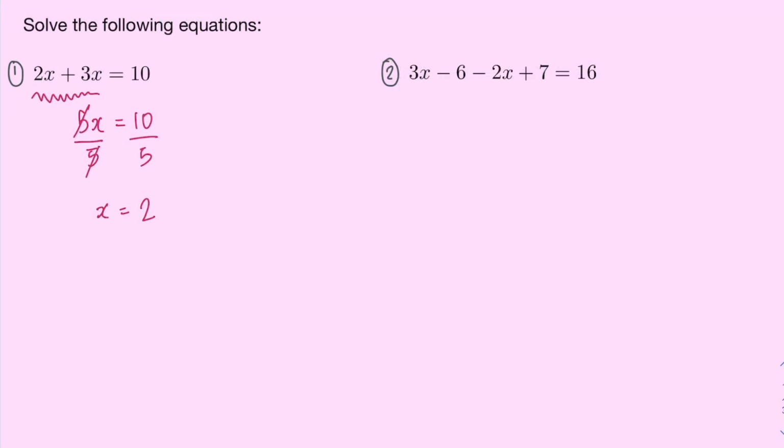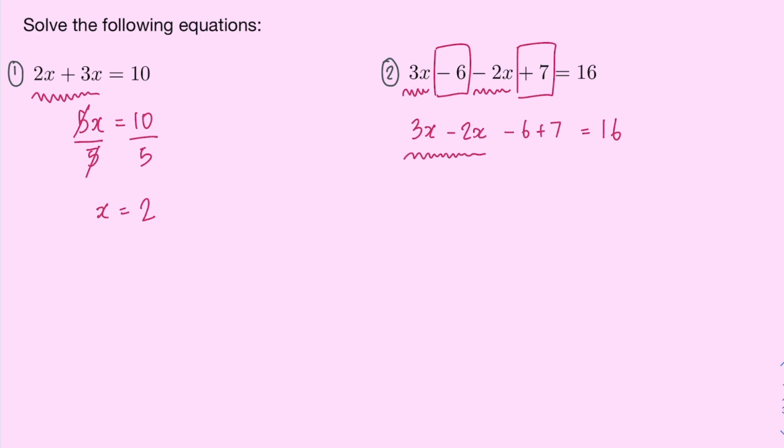Number 2, we have an equation that says 3x minus 6 minus 2x plus 7 equals to 16. We have the x's, and we have the constant terms. So we will collect the like terms. 3x minus 2x. So I'm just going to rewrite them next to each other. And we have minus 6 plus 7. And that equals to 16.